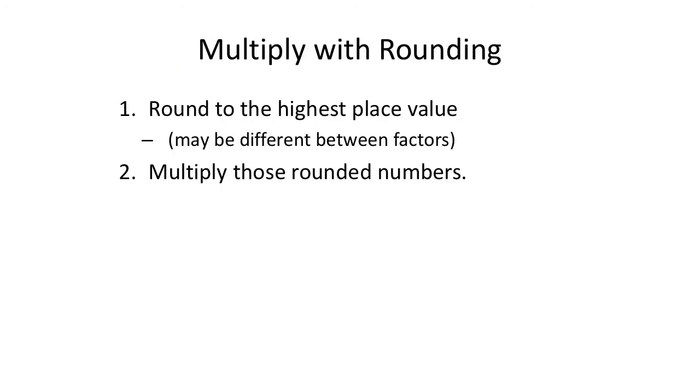So we do have multiplying with rounding. They may ask you to round a different place value. Sometimes it's front-end rounding, or sometimes it's a specific place value. So we're going to round to the highest place value, whichever one it tells us. Again, that may be different between factors if it's front-end rounding. And then just multiply the numbers that remain, which is why the multiplication with the base tens is going to be important, because we look at the zeros and we just remove them and know that they're going to be attached to whatever the product is.